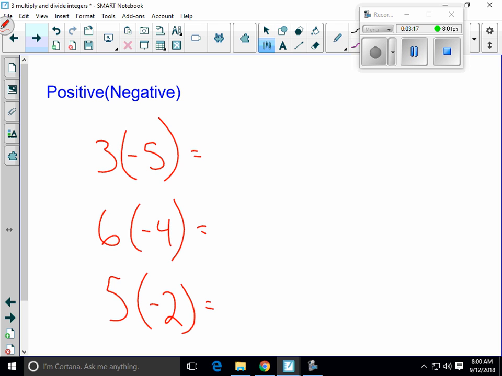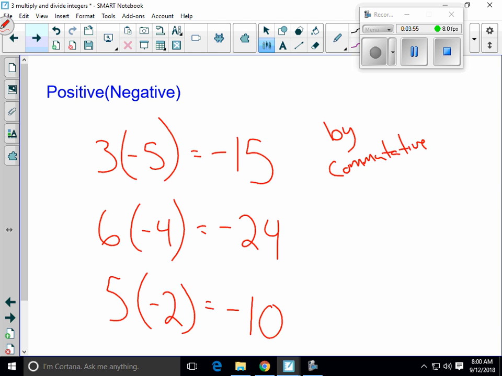Okay, positive times a negative. Well, there's a rule in math that says you can switch the order and still get the same answer. So negative 5 times 3 is the same as 3 times negative 5. So we're going to get the same answers that we got before. 6 times negative 4, that's negative 24. 5 times negative 2, that's negative 10. So what is that rule in math that says if we switch them, we get the same answer? That's called the commutative property. So a positive times a negative is always going to be a negative, and it's the same answers as what we got before. So if one of the values is negative, it's always negative.